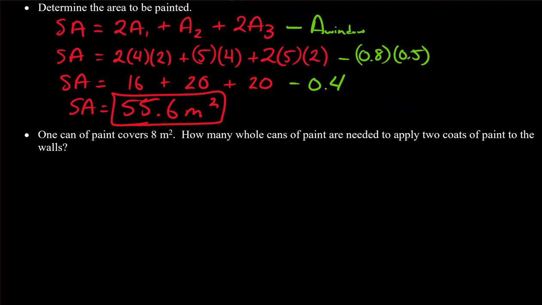And the last part of the question: if 1 can of paint covers 8 square meters, how many whole cans of paint are needed? So we can't buy half a can of paint. As soon as you need a little bit more paint, you have to buy a whole other can. So we're going to have to round up to the nearest whole can.